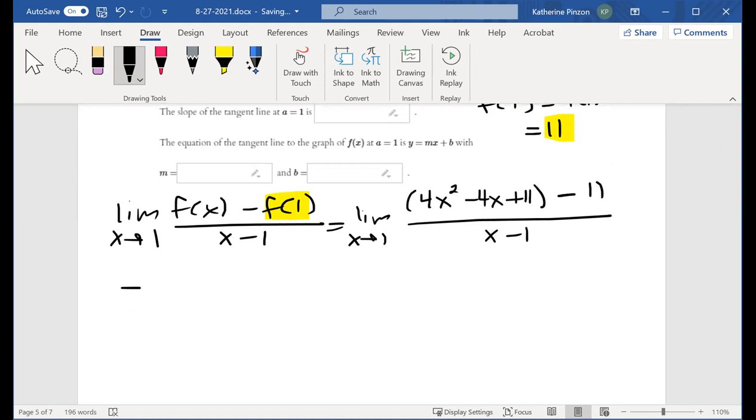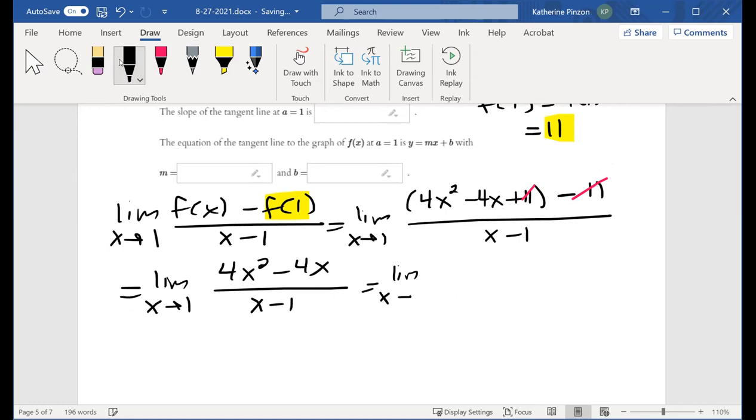All right, what do you want to do? Factor. I'm not going to factor yet, though. I'm going to combine like terms first. And when I do that, I get 11 minus 11 and they cancel. So I have 4x squared minus 4x over x minus 1. And now I'm going to factor. That was a good plan.